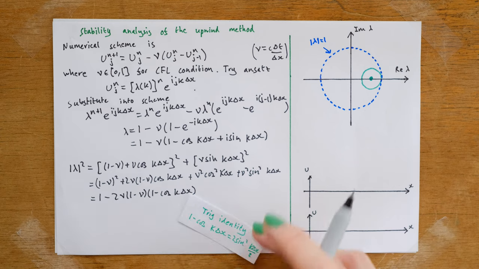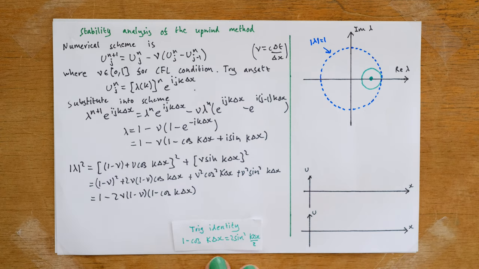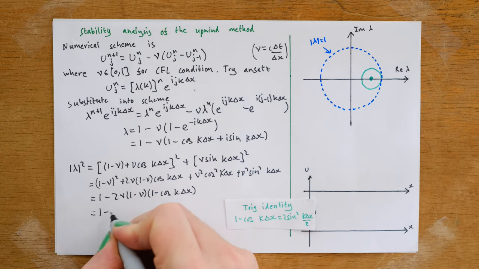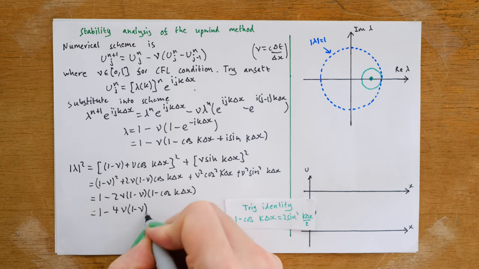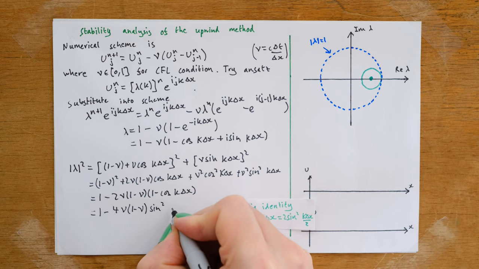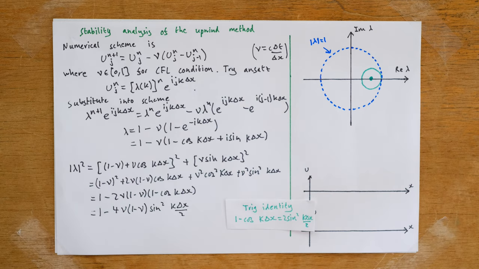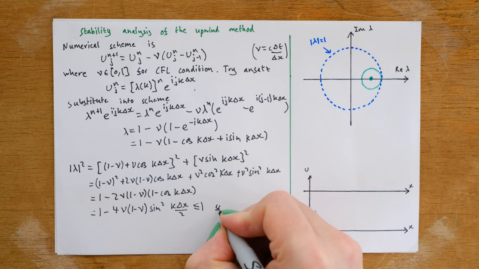And here we can now make use of a trig identity. So we know that 1 minus cosine k delta x can be written as 2 sine squared k delta x over 2. And using this identity, we can see that this can be written as 1 minus 4 nu, 1 minus nu, times sine squared k delta x divided by 2. And we can see here from this expression that 4 nu times 1 minus nu has to be bounded by a quarter, and this term has to be bounded between 0 and 1. So we can conclude, therefore, that this will always be less than or equal to 1 and will therefore have a stable scheme.